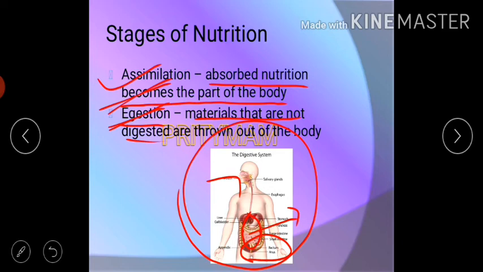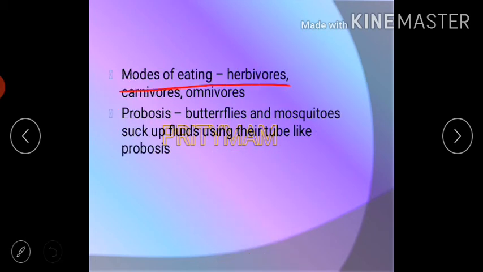Different animals eat or ingest food in different ways. Herbivores, carnivores and omnivores have different mouth parts adapted to different modes of eating. Herbivores depend on plant products. Carnivores are those which depend on other animals, and omnivores feed on both plants and animals for nutrition.